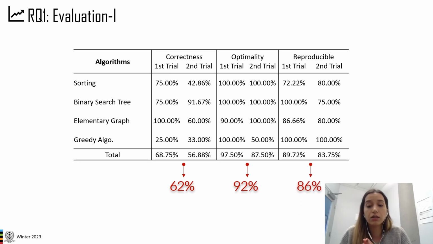Also, comparing these two trials together, Copilot was able to reproduce 86% of its correct solutions after a few days. This shows us other competence of Copilot besides solving a problem correctly, which is maybe finding the optimal solution or reproducing the same solution in different runs.